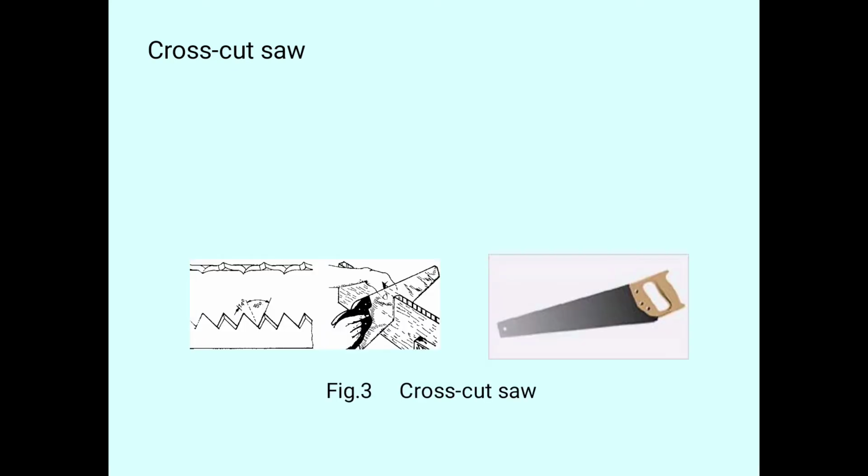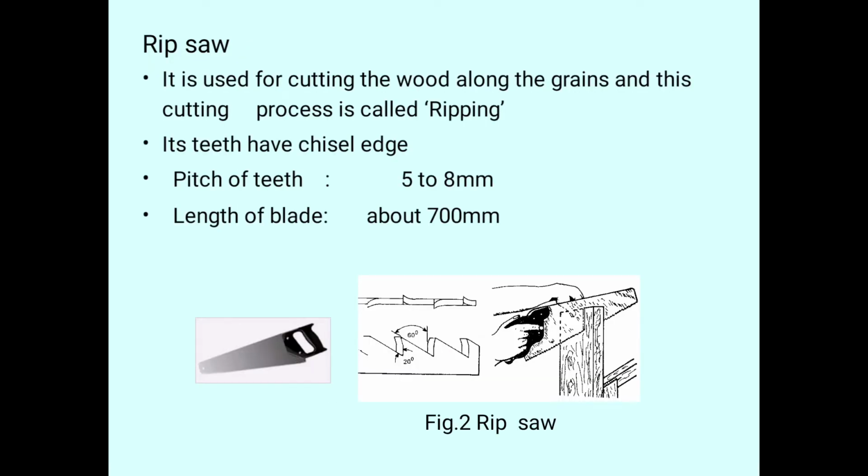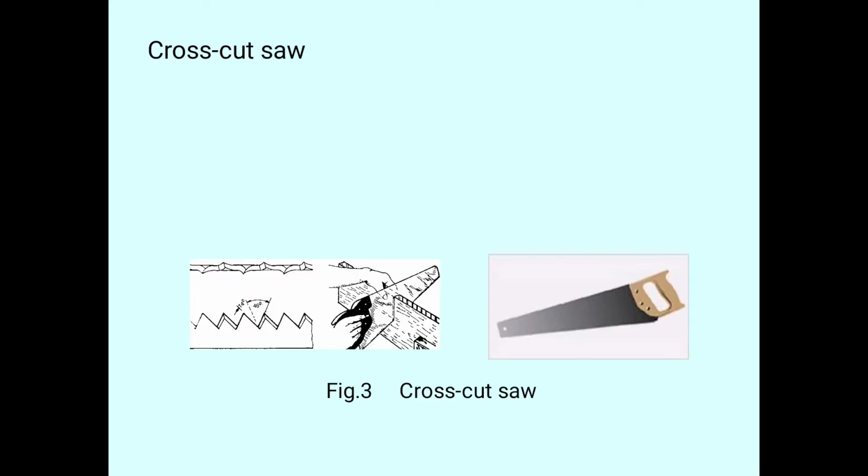Next we can see the cross cut saw. We can see the diagram here. If you observe the previous diagram, this is the rip saw, and next we can see the cross cut saw.